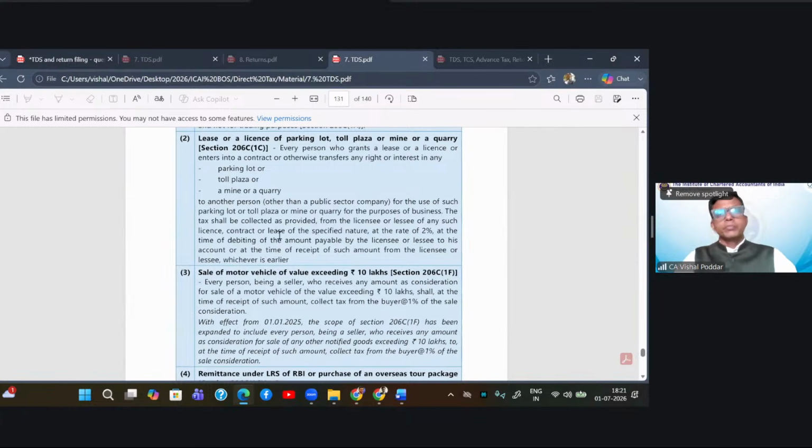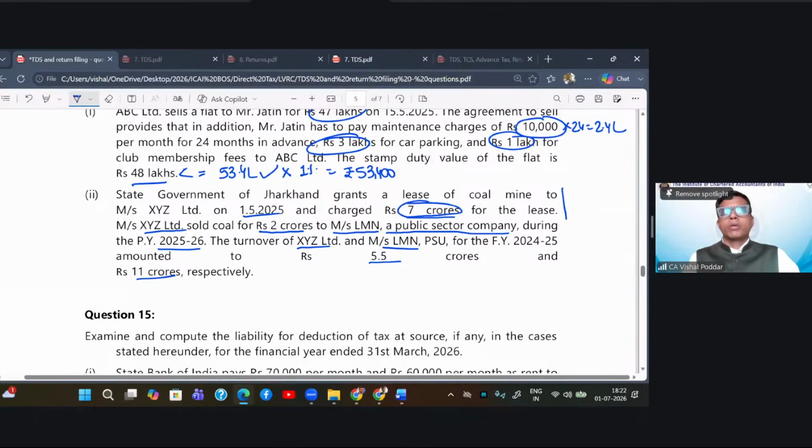So in this particular case, there will be TCS on the first part of the transaction. What is the first part of the transaction? Where the state government has given us the license to do mining of coal. On that, there is TCS at the rate of 2%, right? So going back to our question, on this 7 crore there will be TCS. So when I'm paying to the government, I have to pay 7 crore plus 2% of 7 crore, which I think will come to 14 lakhs. Correct? So this will be the amount of TCS which the government will be collecting from me and then depositing with the government. Correct?